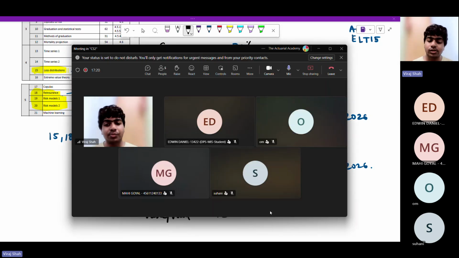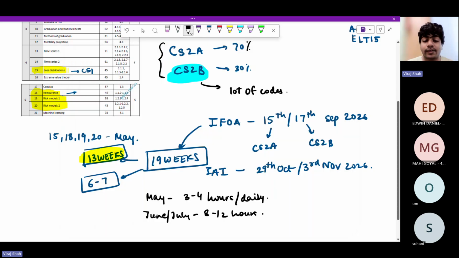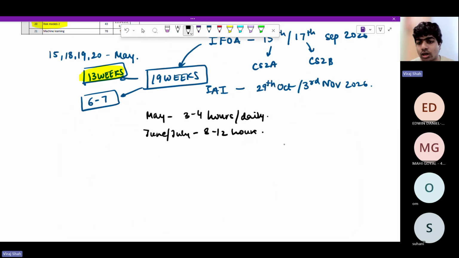And gradually, the time is going to increase, since now the CS2 exam, or your IFoA exams in general, have become offline, there are a lot of things that you need to remember. You have to learn a lot of things. You have to learn a lot of points. And that is why this paper becomes more difficult.